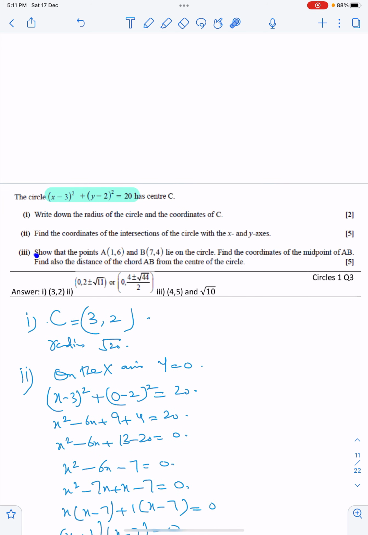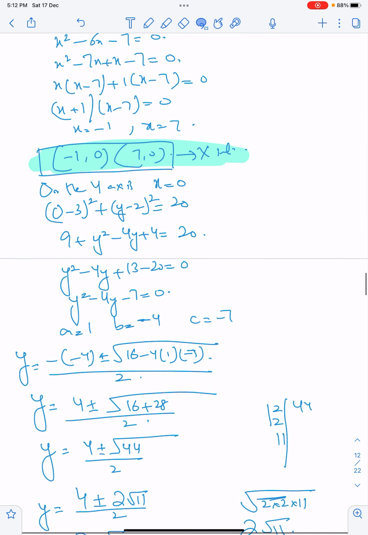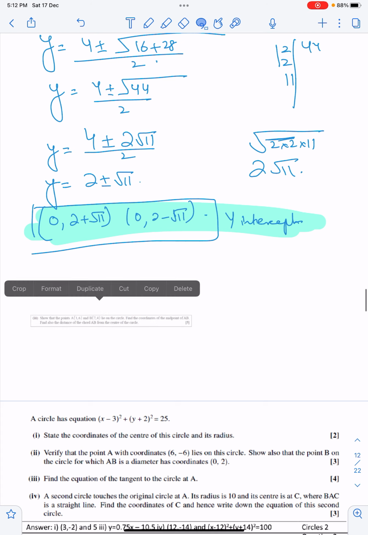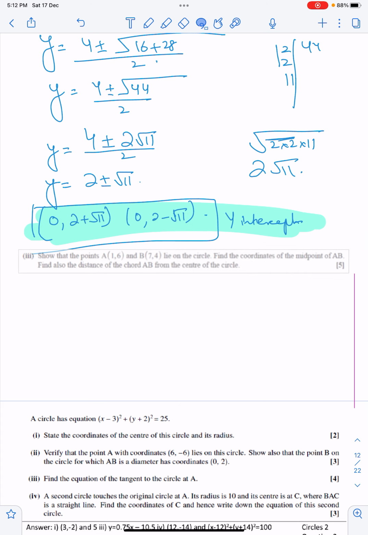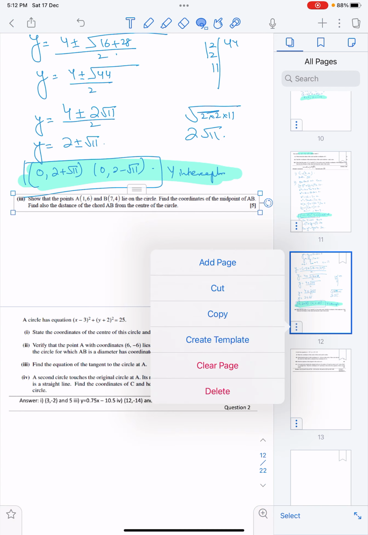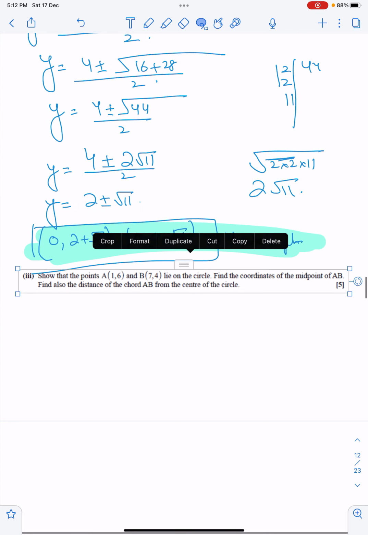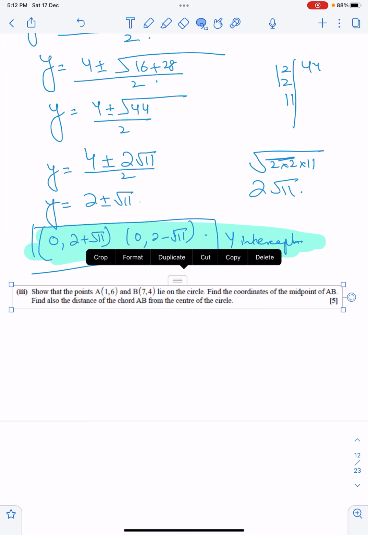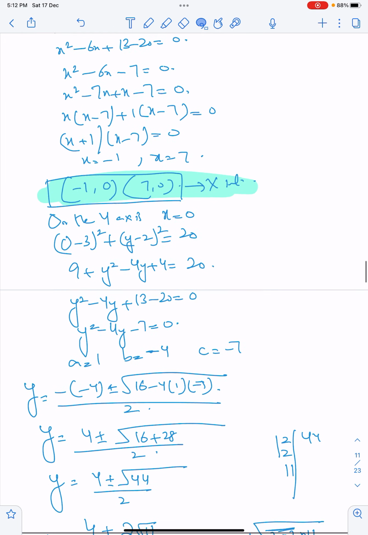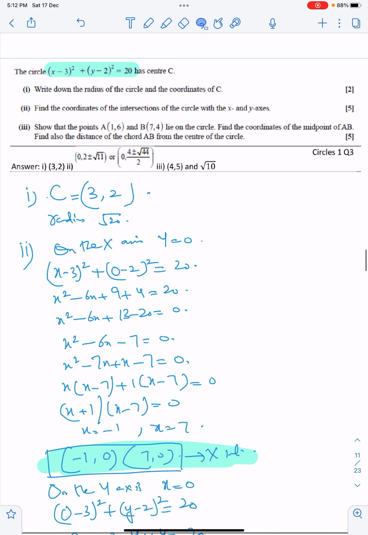Okay, last question, last part. Show that the points A and B lie on the circle. Find the coordinates of the midpoint of AB. Okay, let me just copy this question down there. Show that the points A (1, 6) and B (7, 4) lie on the circle. We have the equation of the circle with us already, so I'm just going to use that.